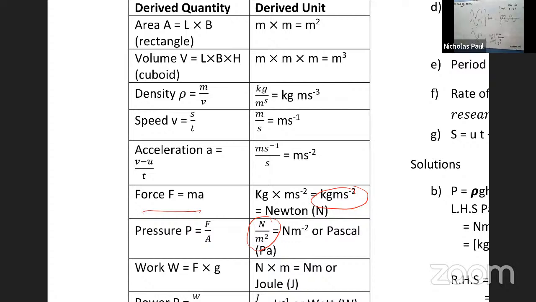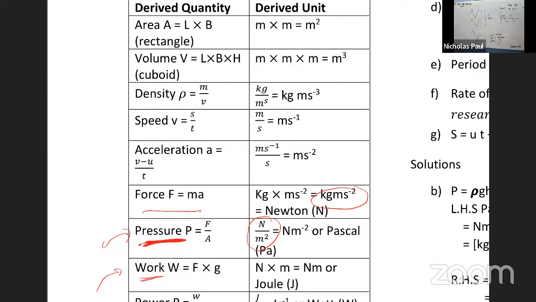Check, kg. Pressure. Check it back and see. It says kg m^-1 s^-2. Write pressure in base units only. Do that fast because we're going to use it now. I want you to write the base units of pressure. Base units only.